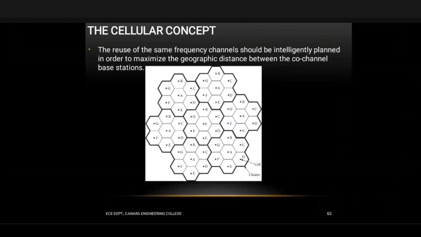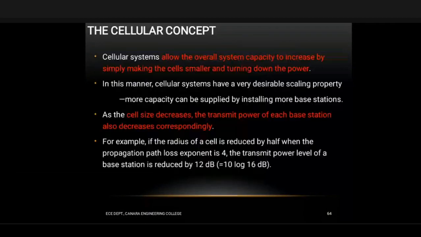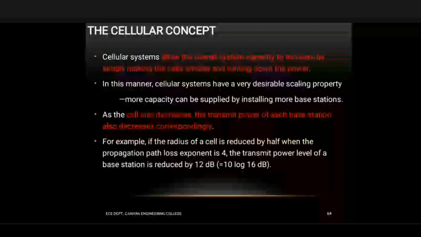This is the main idea behind the cellular concept. So I can split the spectrum into multiple clusters, and then I can use that. Cellular systems allow the overall system capacity to increase by simply making the cells smaller and turning down the power. In this manner, cellular systems have a very desirable scaling property. More capacity can be supplied by installing more base stations. As the cell size decreases, transmit power of each base station also decreases correspondingly.